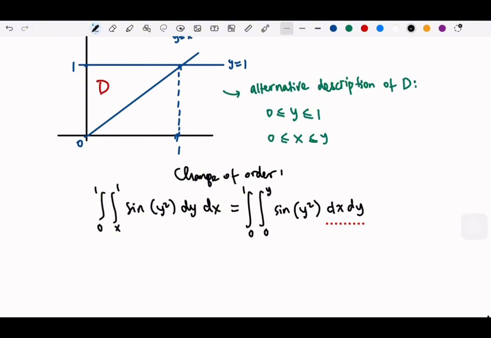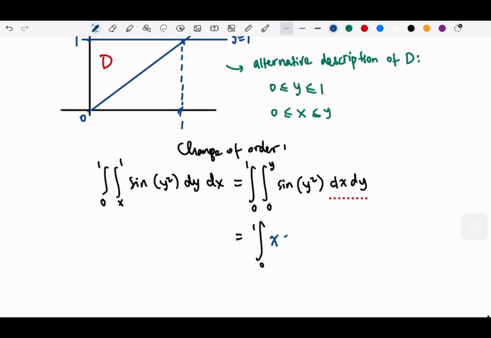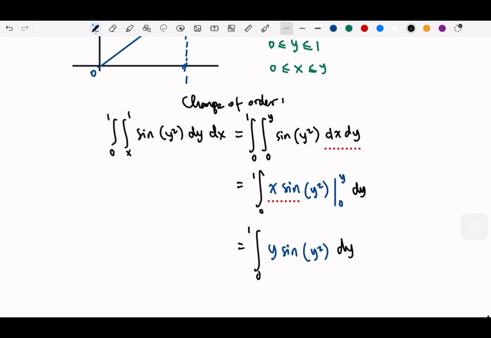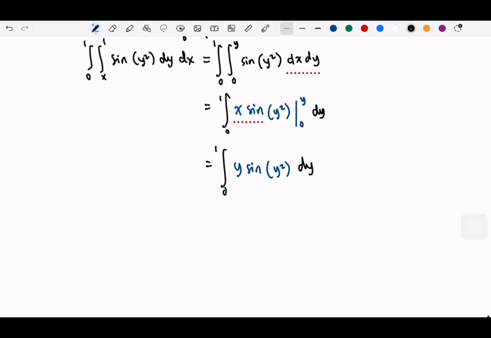So sine y squared becomes a constant with respect to x, so we can integrate, and then we can input the y. So this will be y sine y squared dy. And then from here we can take substitutions.